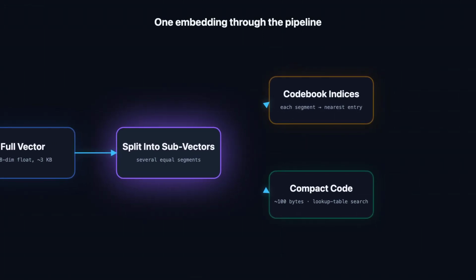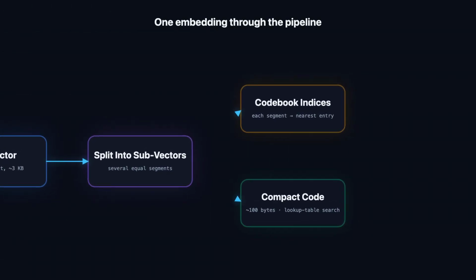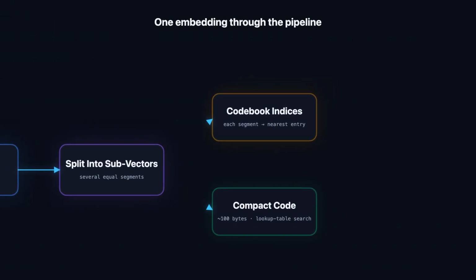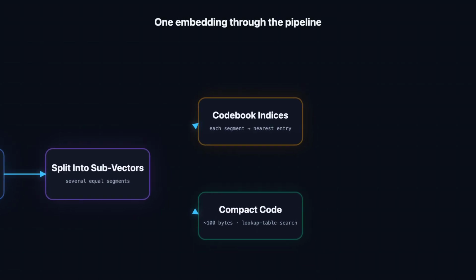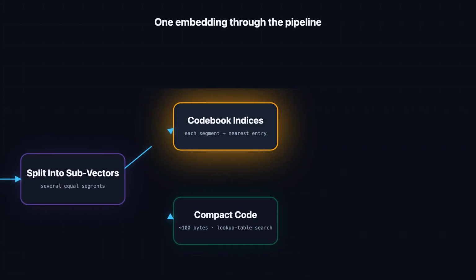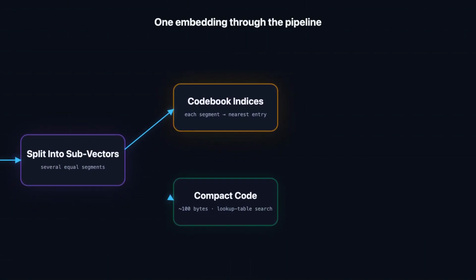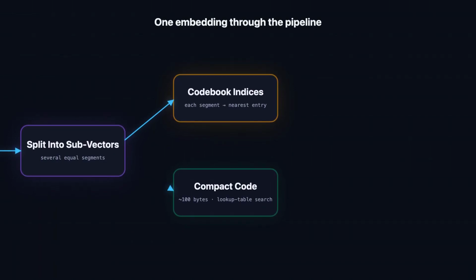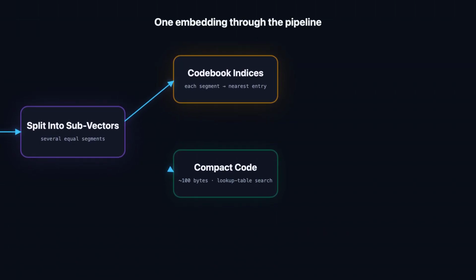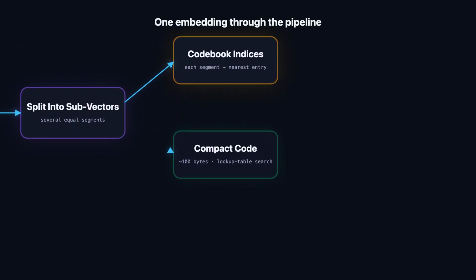First move, chop that vector into several equal pieces. Each of those shorter segments, the subvectors, now gets quantized independently, and that divide and conquer split is precisely where the word product in product quantization comes from. Now quantize each piece against a small learned codebook. Every segment snaps to its nearest codebook entry, and instead of raw floats, you keep just that entry's index. The whole vector collapses into a short list of codebook indices, a compact code.